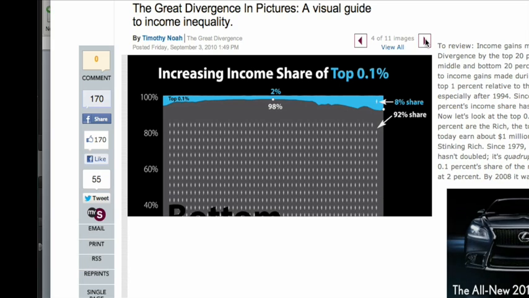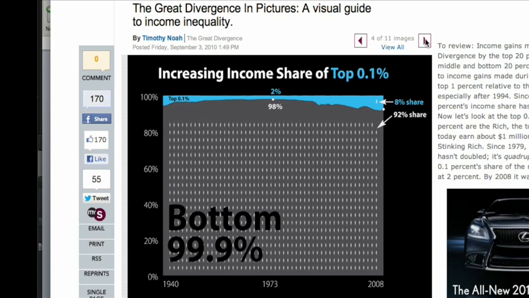If we look at this chart, we see even more of an increase for the top 0.1%. So that top 1 person out of 1,000 has about 8% share of the total wealth, and the other 999 folks sharing about 92%.